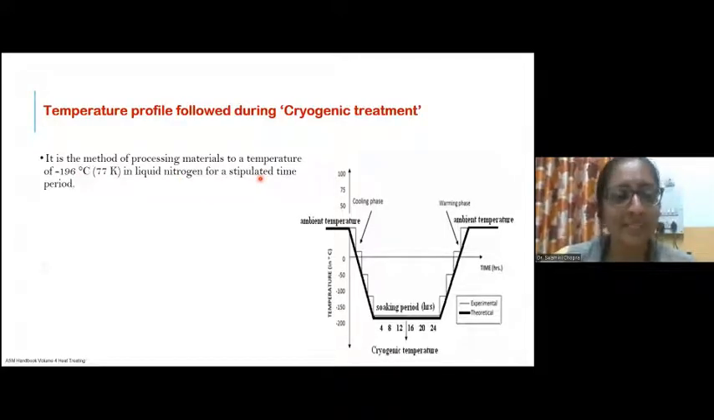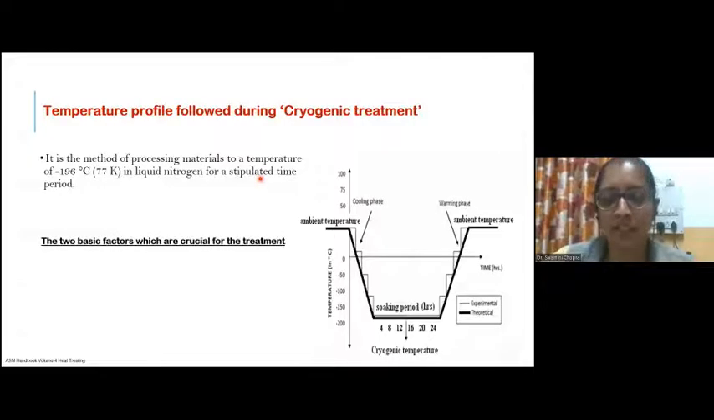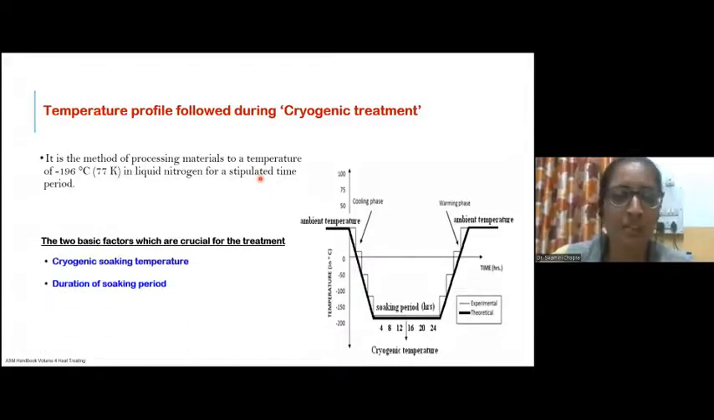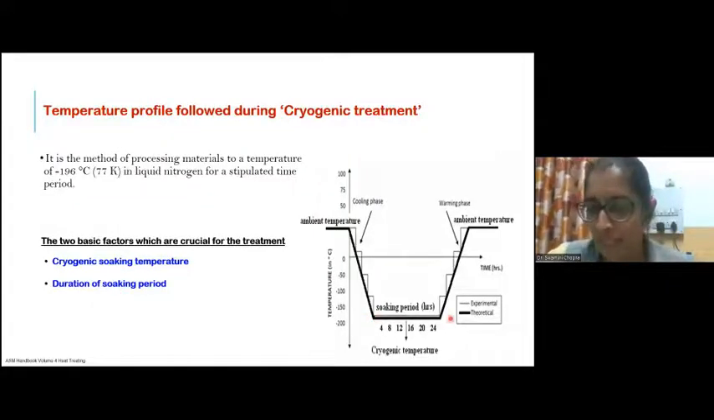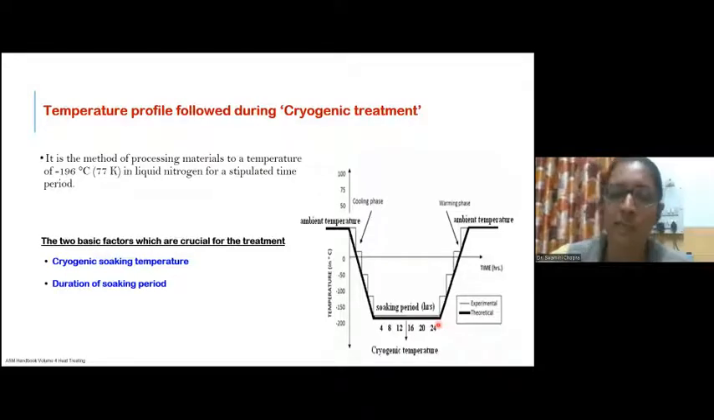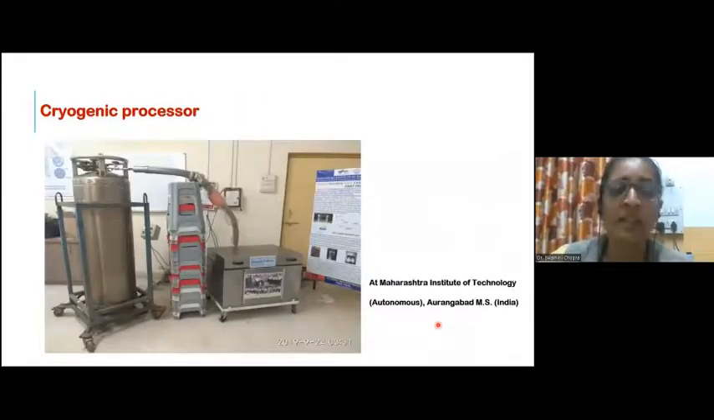And according to the ASM Handbook, there are two basic factors which govern the effect of treatment on material structure and property. That is the soaking temperature at which you are treating the material and the duration of the soaking period: the temperature at which the treatment is carried out, and the time for holding the sample at that temperature. Depending on these two parameters, there are n number of combinations, as you can see, which can be made from 0 degrees to minus 196 degrees centigrade, and there are n number of time periods which one can play with.